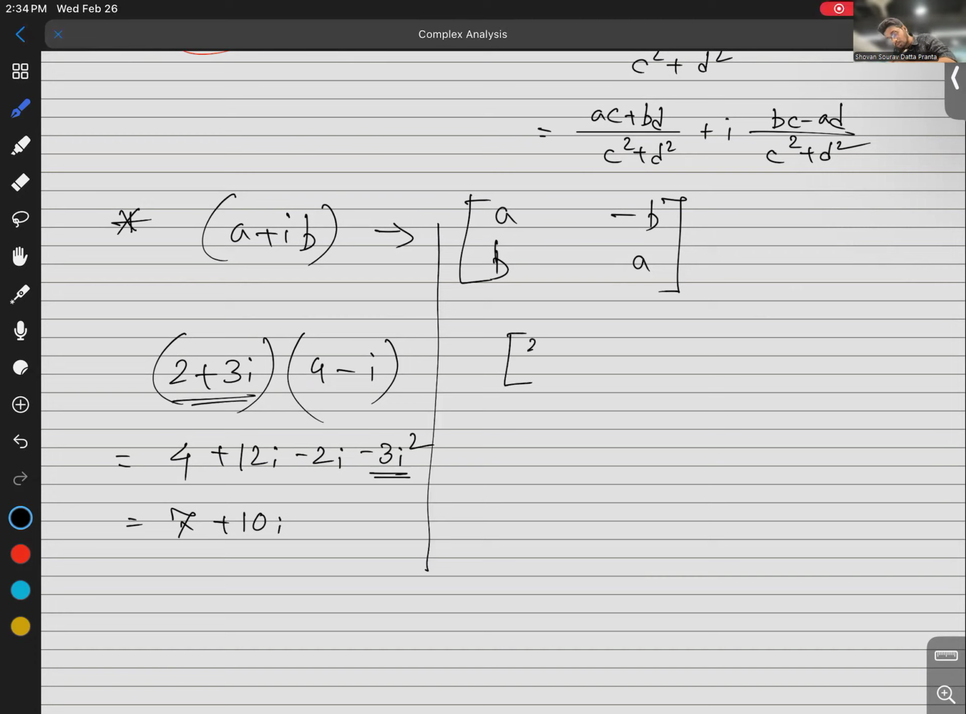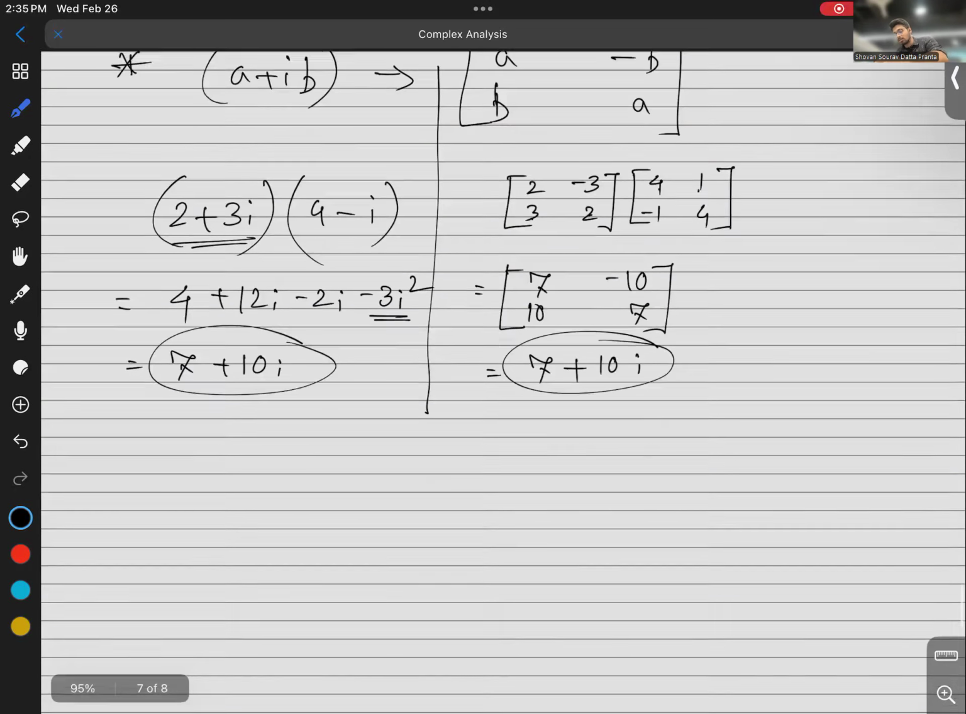Then if we consider the matrix multiplication, 2 plus 3i is the matrix 2, minus 3, 3, 2, and 4 minus i is the matrix 4, 1, minus 1, 4. If we multiply these matrices, we get the entries 7, minus 10, 10, 7. So obviously this is 7 plus 10i. So we are getting the same answers here as well.